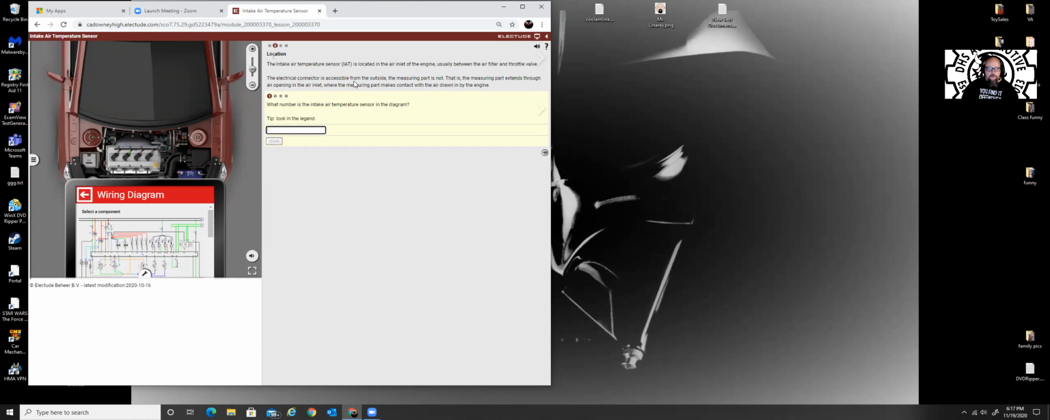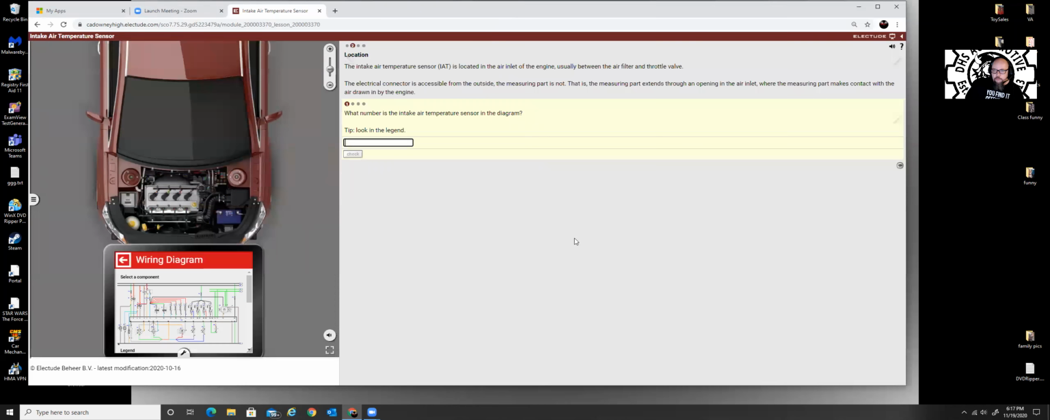The electrical connector is accessible from the outside. The measuring part is not. That is, the measuring part extends through an opening in the air inlet where the measuring part makes contact with the air drawn in by the engine. Okay, so it starts asking questions about how the sensor relates to this diagram down here. I'll talk you through this here a little bit. Let me stretch this out a little, okay?